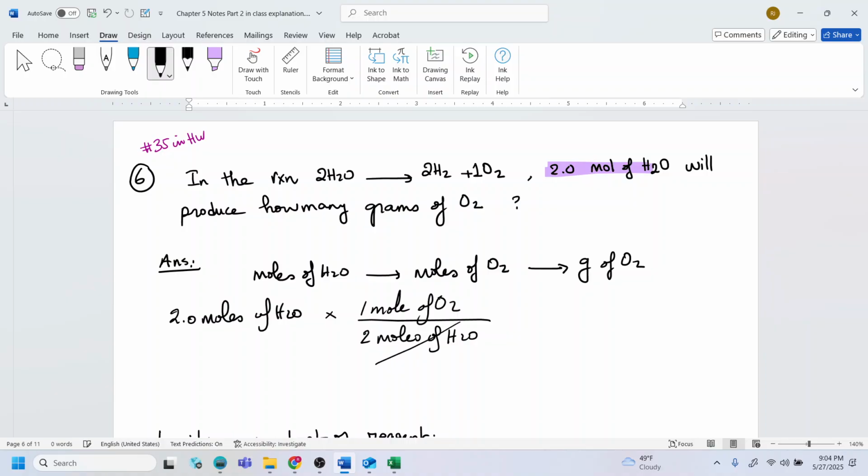So you can cancel the moles of the water and the moles of the water out. And now I can change into the mass by simply using the molecular weight. So I need the mass, so the molecular weight has to be in the numerator for every 1 mole of oxygen. So the moles of oxygen and the moles of oxygen will cancel out, and this is going to be my answer.